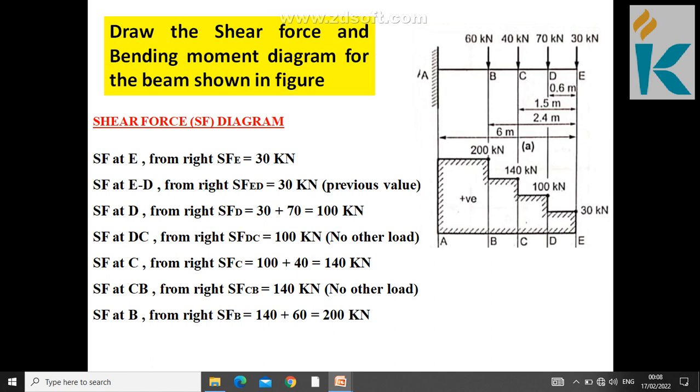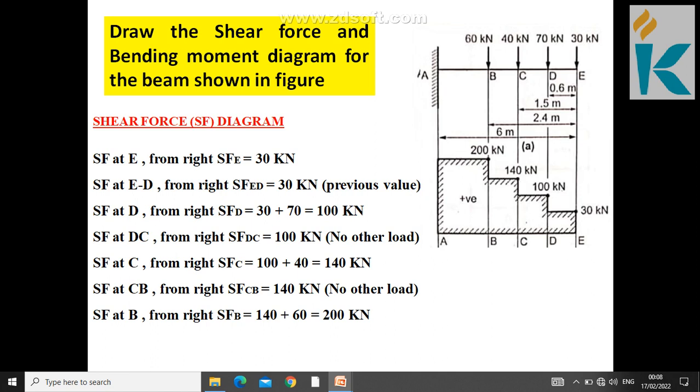Then from D to C it is 100, so you draw a 100 value line as a horizontal one. Then at C it is going to be 140, so draw a vertical line towards up. Then from C to B it is 140, so draw a horizontal. Then at B it is going to be 200, so a vertical line towards up. Then from B to A, as usual it's horizontal, so you draw up to A. So this is the diagram we are looking for. This is the shear force diagram.